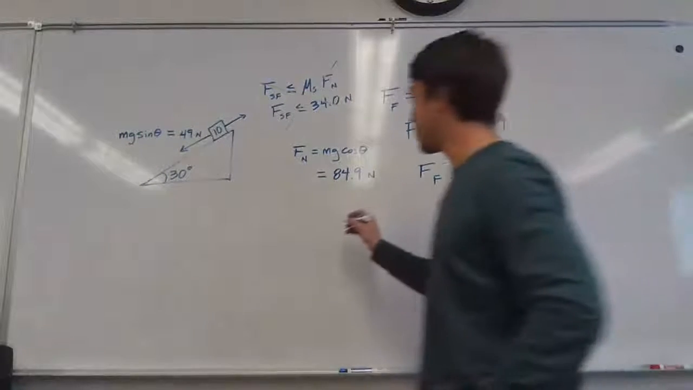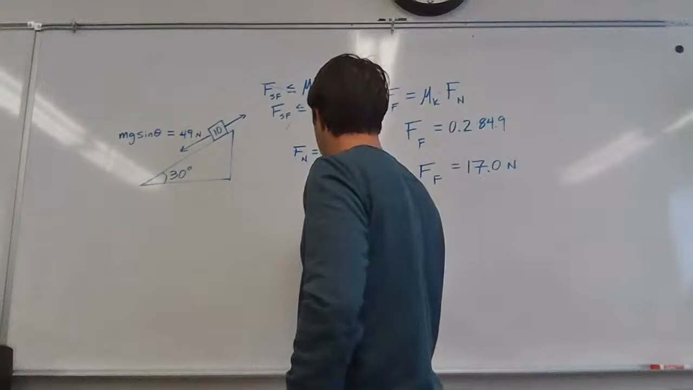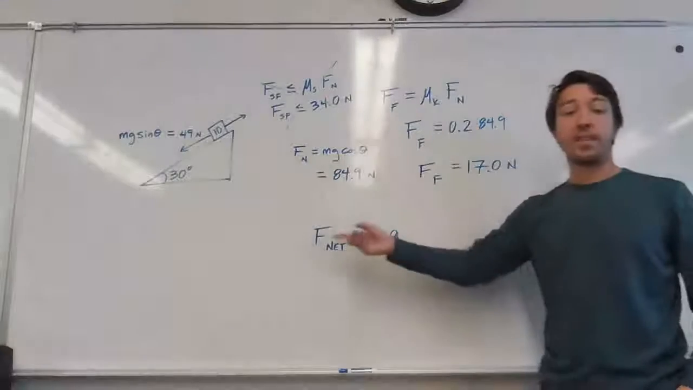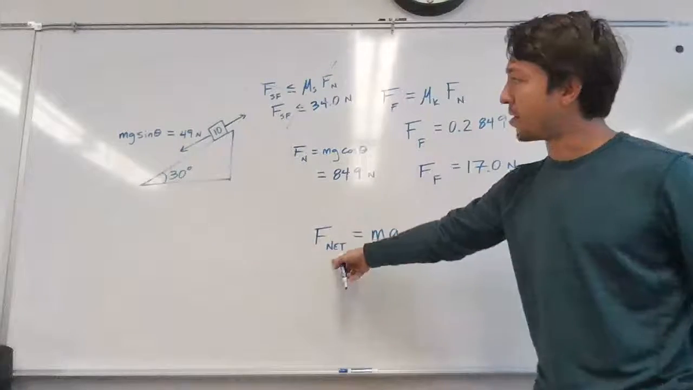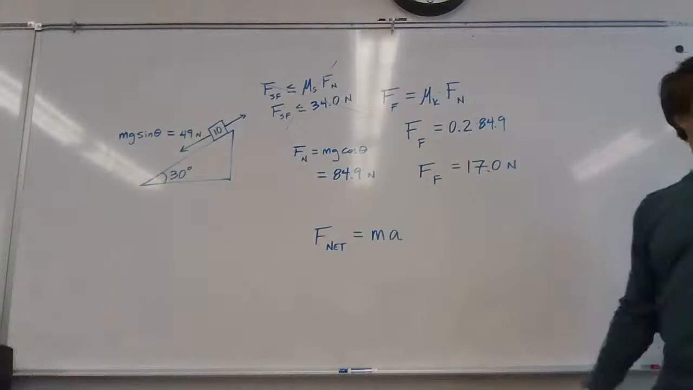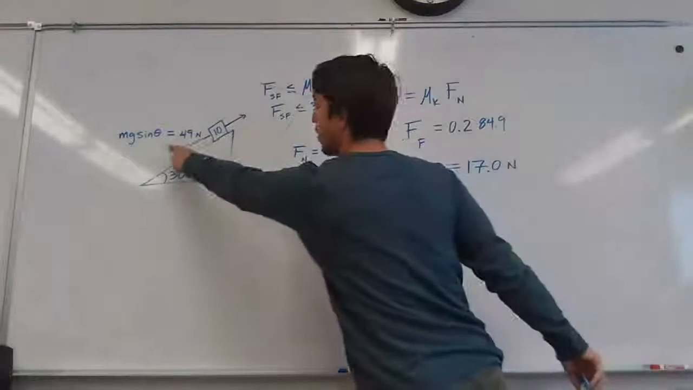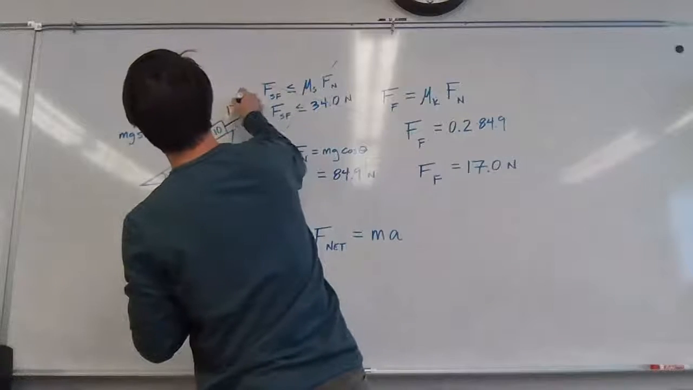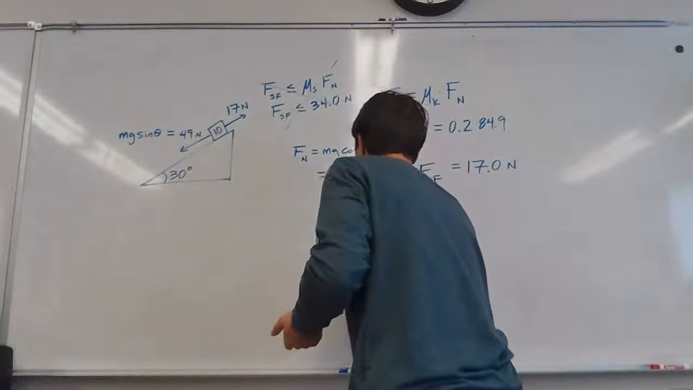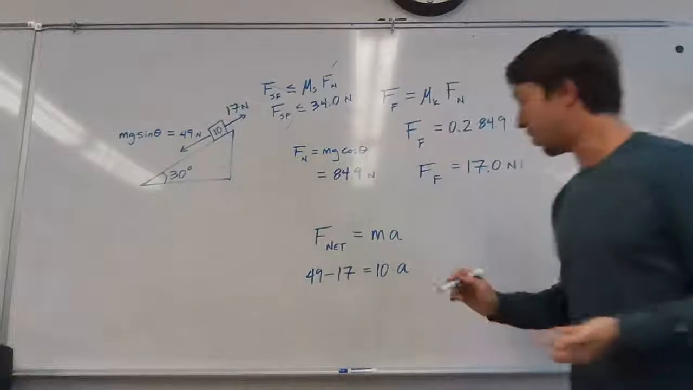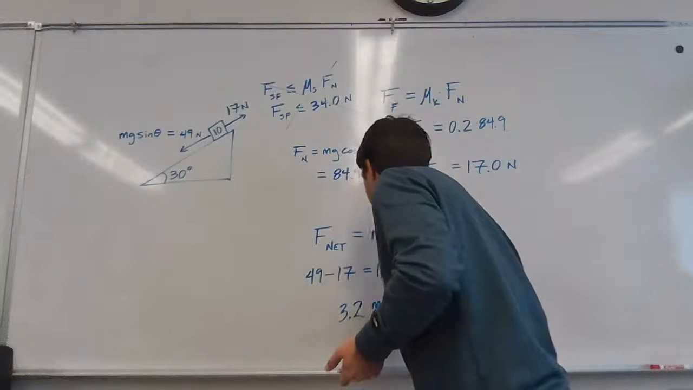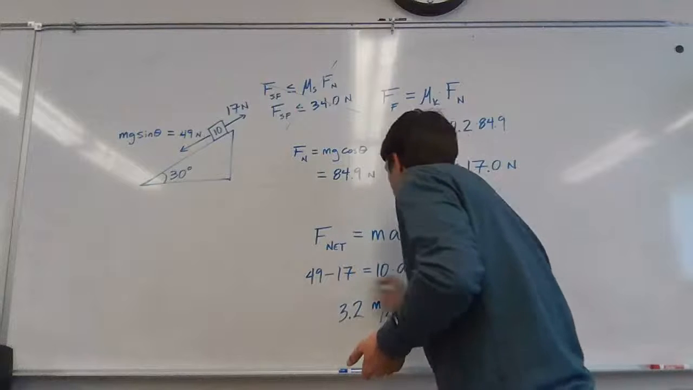So what's my net force then? Or what I should say is I write F net equals ma. What's my net force according to this diagram? Yes, very good. It's going to be 49 minus that 17. We're okay with that? The mass was 10, and so we get 3.2 meters per second squared acceleration.